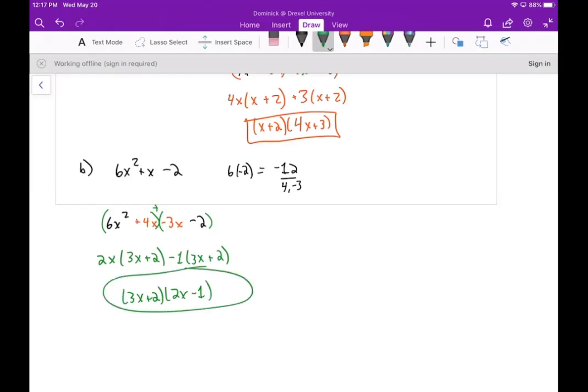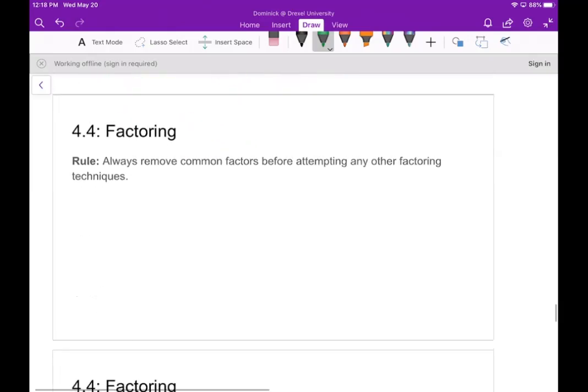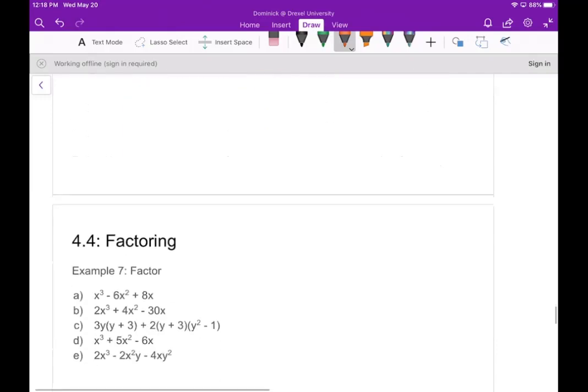Okay, so that's some factoring with that method. Now, one thing that I do want to mention before we wrap up is that there's a rule where we should always remove common factors first before attempting any other factoring techniques. This is going to make your life a lot easier in the long run. So I want to do a couple of examples of that.